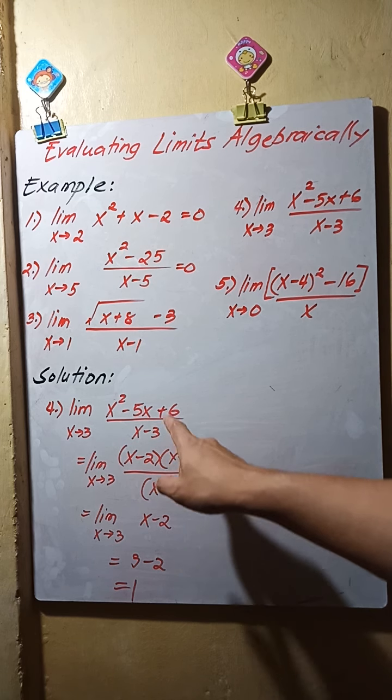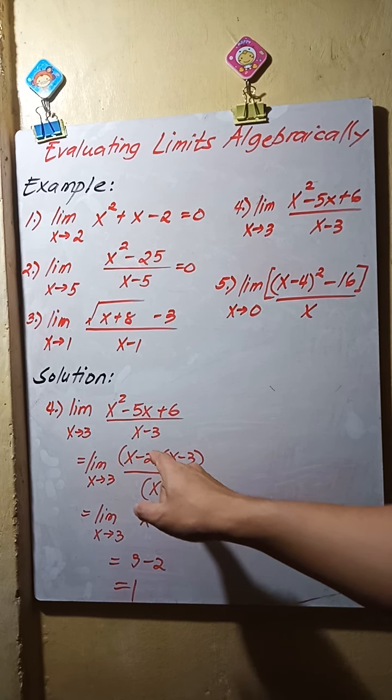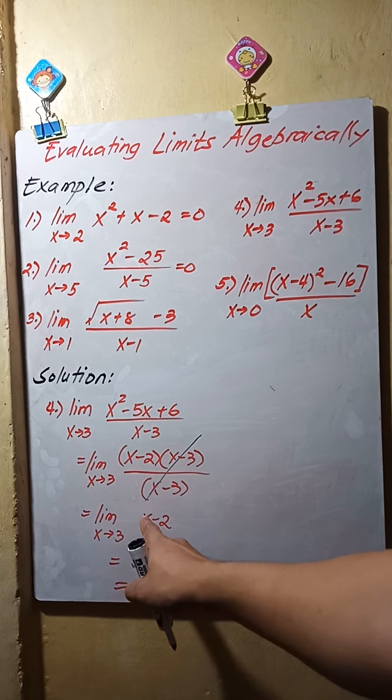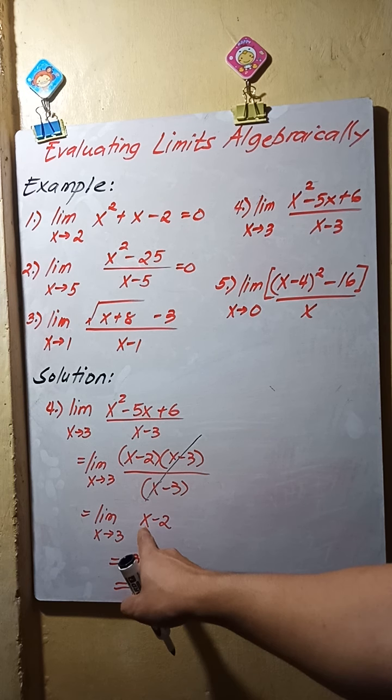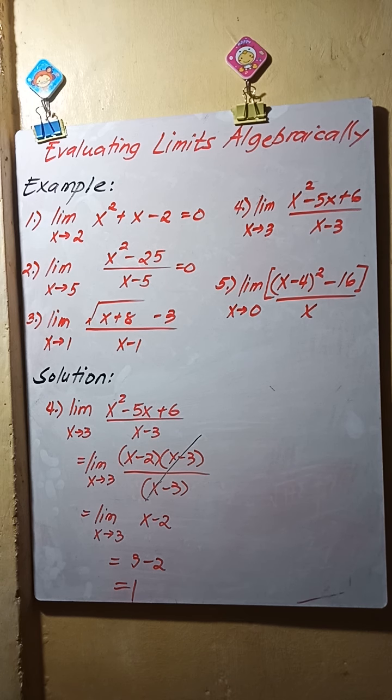When we factor x squared minus 5x plus 6, it becomes x minus 2 times x minus 3. So, it can be factored, which means we can cancel out the denominator. What remains is x minus 2. Since this is just a linear expression, you can directly substitute the value of x. So, when x is positive 3, it becomes 3 minus 2, that is just 1. That is our answer to problem number 4.